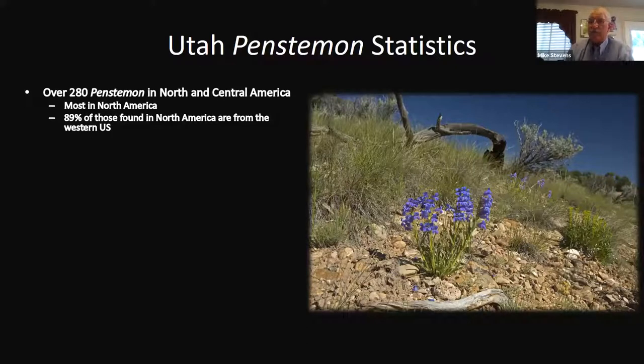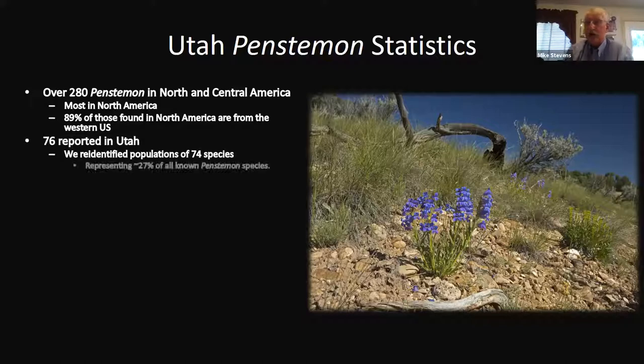89% of those found in North America are from the Western United States, telling us that the vast majority of genetic diversity, diversity of species, are found out here in the West. Most of them are drought tolerant. In Utah, there's 76 that have been reported to be found in Utah. That's a pretty big number. And I'll give you some relevance of how big a number of species that is in a moment.